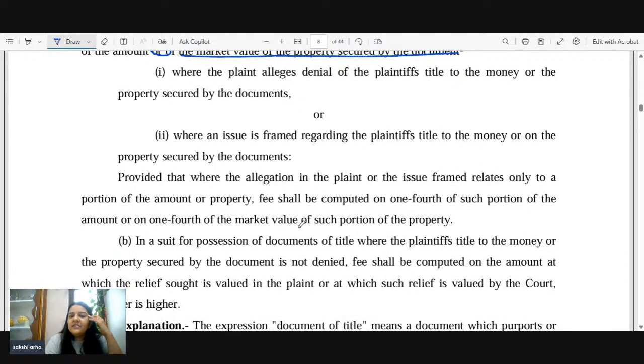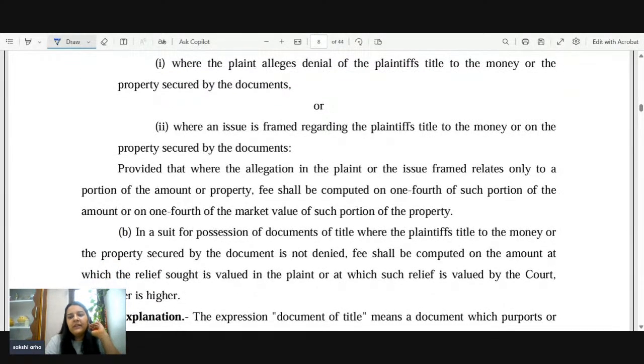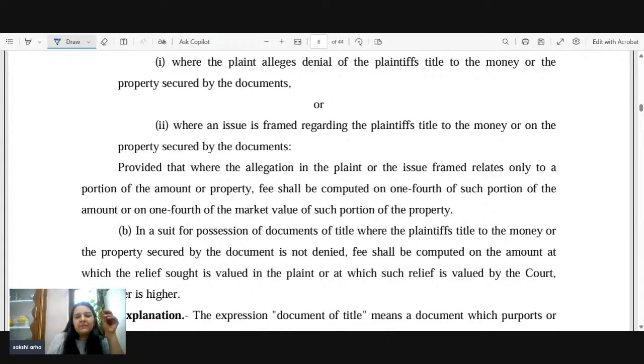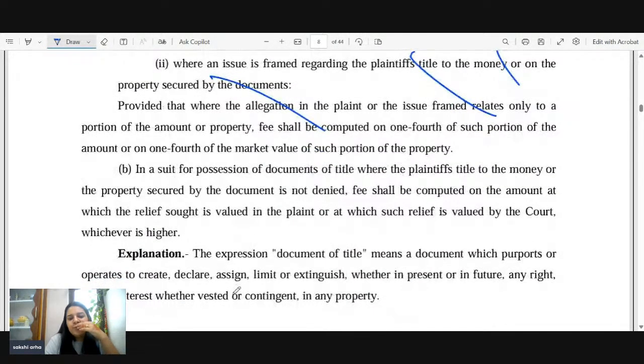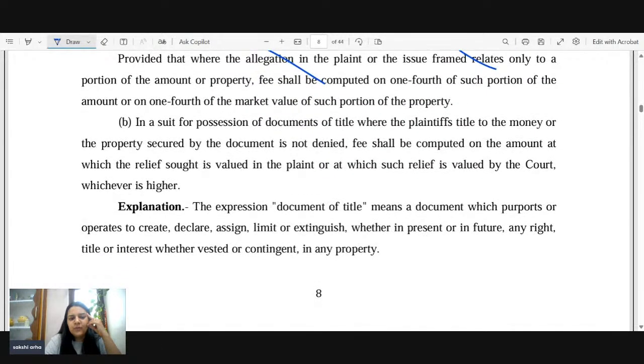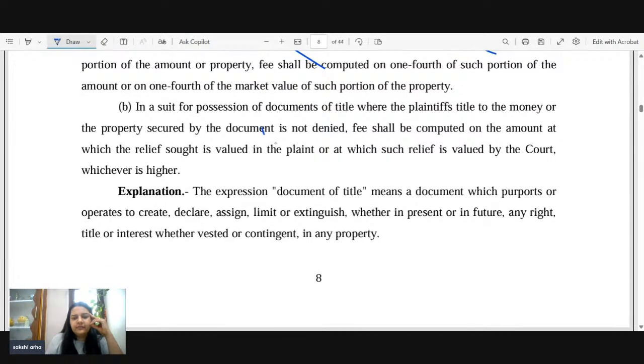Where the plaintiff alleges denial of the plaintiff's title to the money or the property secured by the document, where an issue is framed regarding the plaintiff's title, this is not important. Not important. You can just skip this one. In a suit for possession of documents of title where the plaintiff's money, okay, this is also not important.